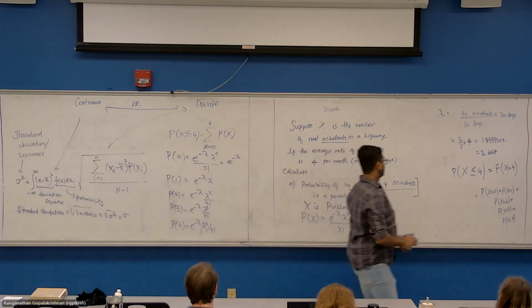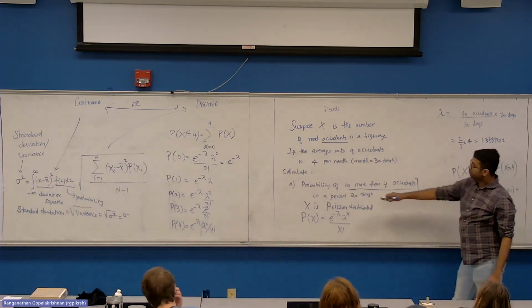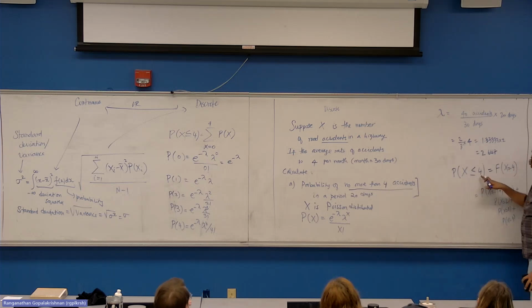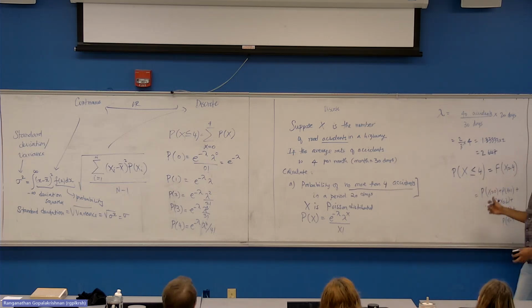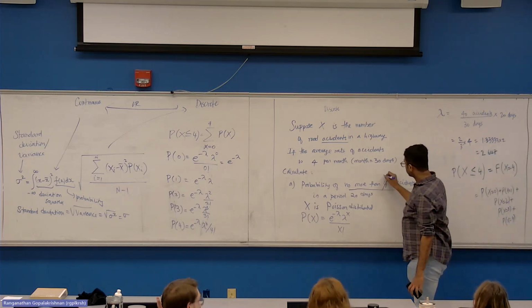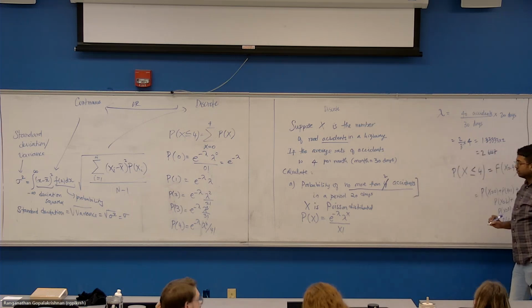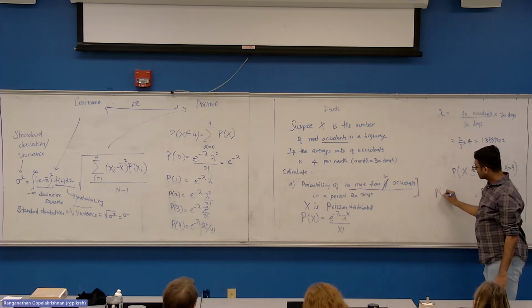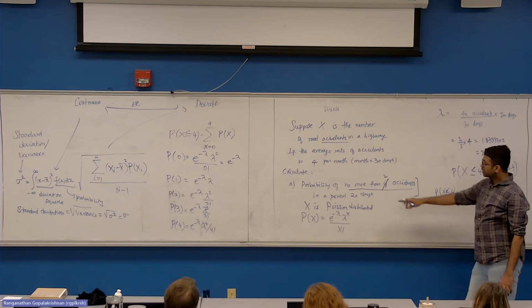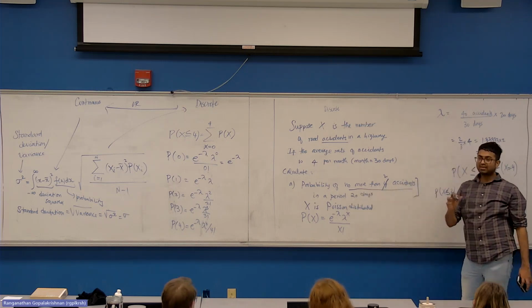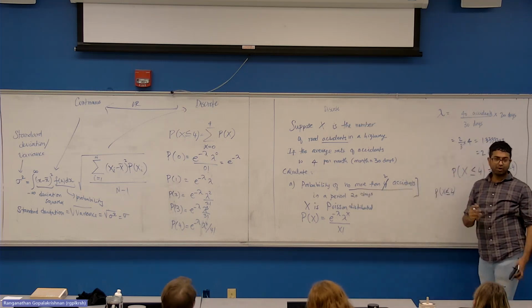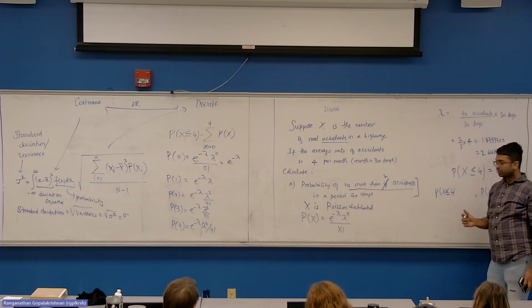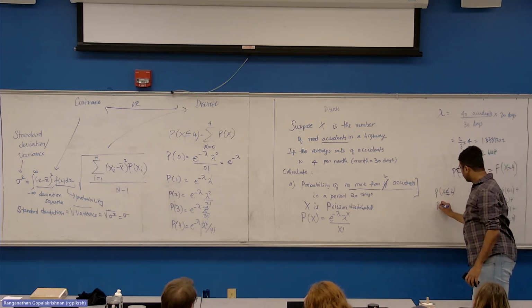So suppose the question were probability of no more than 4 accidents, this is the translation. What if the question is no more than 2 accidents? Probability of x less than or equal to 2. If the question is probability of exactly 1 accident, then what will you come to? x equal to 1.